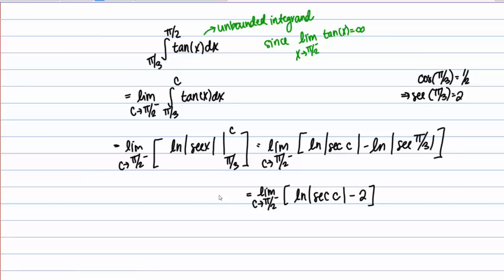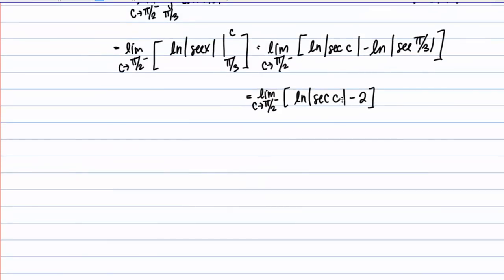Now what remains for me to do is think about what this limit is going to give me. It might be a little easier to think about things in terms of cosine, since we're a little more familiar with that. So I'm going to rewrite this a little bit. I've just rewritten the secant as 1 over the cosine of c. Here our c is approaching pi over 2 from the left-hand side, so we're approaching pi over 2 from values that are slightly less than pi over 2. We'll think about this from the inside out.